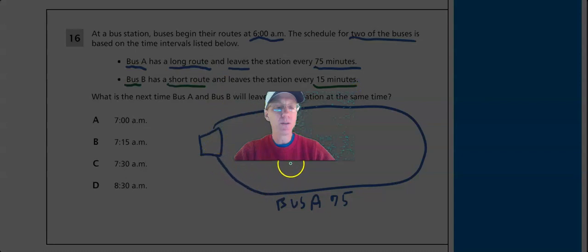Let's say there's a downtown shopping area right here. So bus B comes out and comes back every 15 minutes because maybe, we'll pretend, there's a store here, okay? So there's bus B, and that's 15 minutes. So does that make sense?